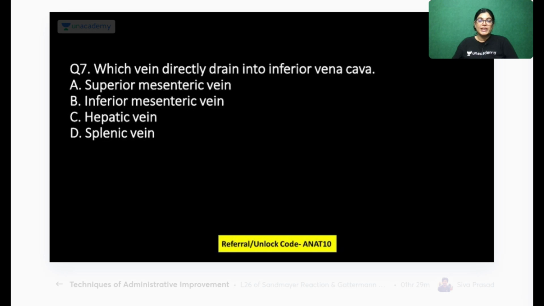Which vein is directly draining into the inferior vena cava? Whether it is the superior mesenteric vein, inferior mesenteric vein, hepatic vein, or splenic vein. Question number 7. We have 4 options, and you have to give the right answer. Directly draining. Your time starts now.